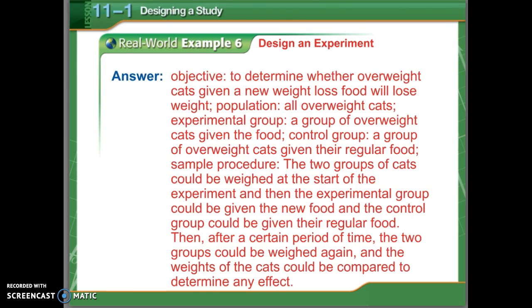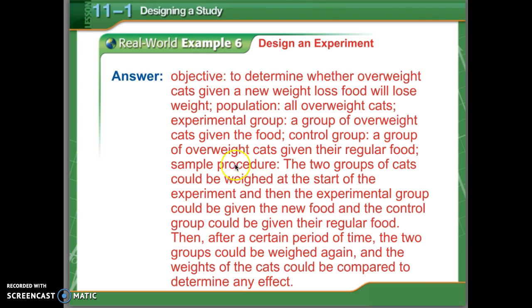So the objective of the study, they want to determine whether or not the overweight cats, if they're given a new weight loss food, will lose weight. The population could be all overweight cats. The experimental group could be a group of overweight cats that are given the food that will cause the weight loss. The control group would be a group that are given regular food.